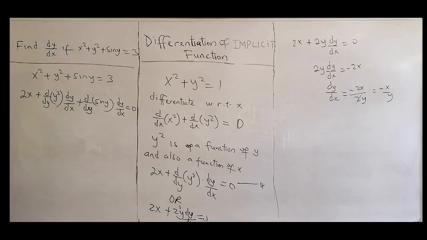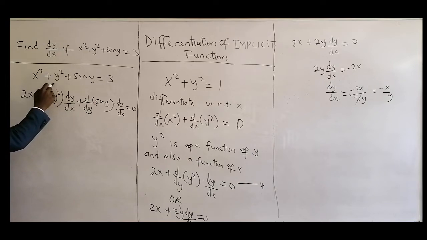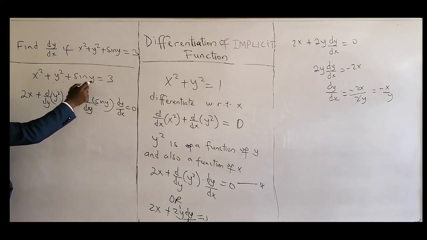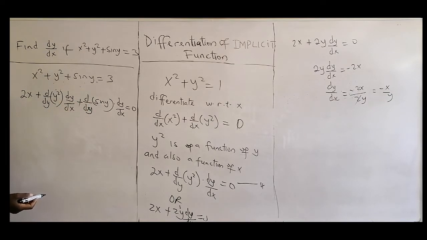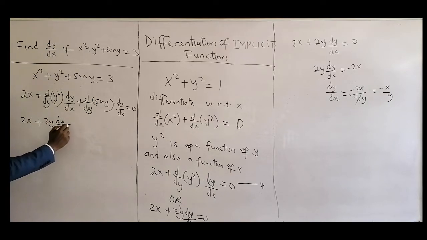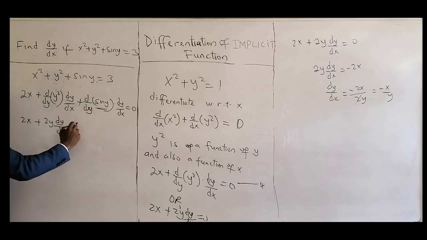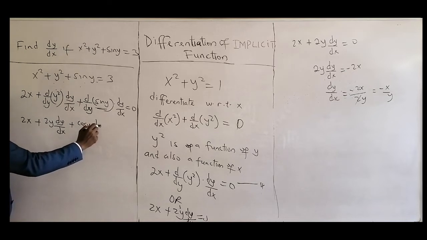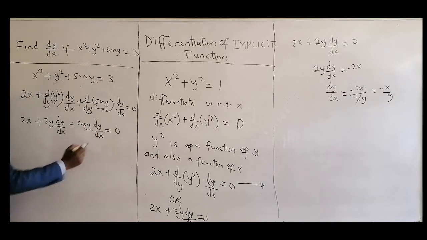Okay? And if you don't want to be doing it this way, you don't want to waste your time, just imagine it's a function of y itself. So just write 2y and then put the dy/dx by the side. This one also cos y. You put the dy/dx by the side. Okay? So this one will be equal to 2x plus this will be 2y dy/dx, then plus the differential coefficient of sin y, that's cos y dy/dx equal to 0.